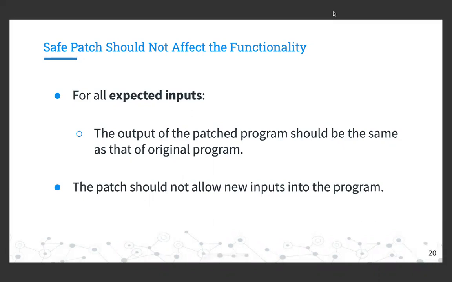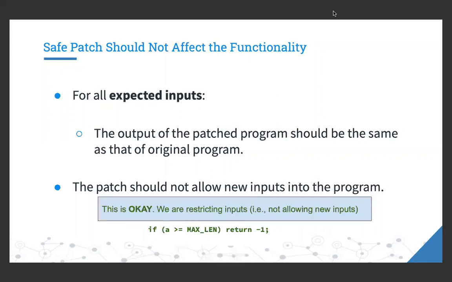We can add an additional constraint saying that, in addition to having output equivalence, the patch should not allow any new inputs into the program. If you look at the patch as shown on the slide, instead of increasing, it decreases the inputs that go into the program. If you consider A as input to the program, this patch is actually restricting the input space to be less than max length. This patch is actually fine because instead of increasing, it is decreasing the input space.